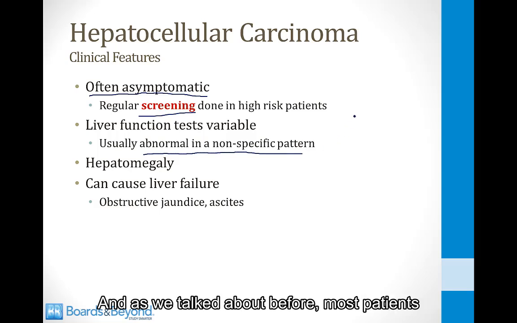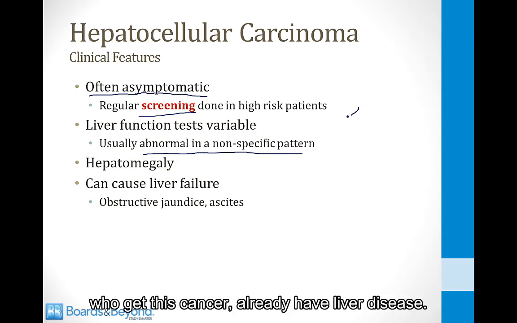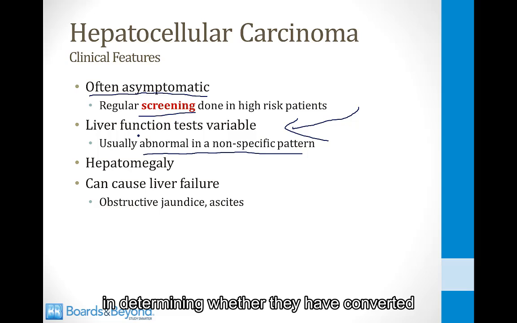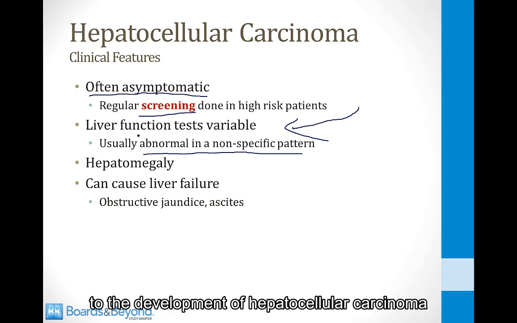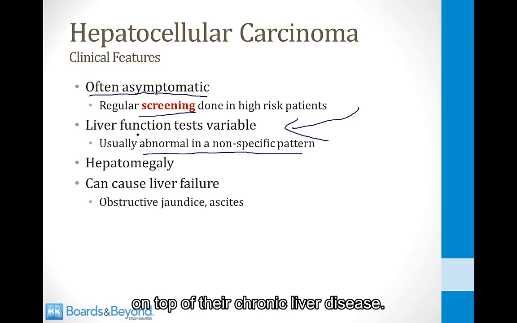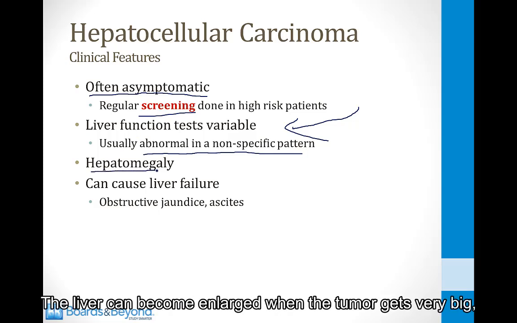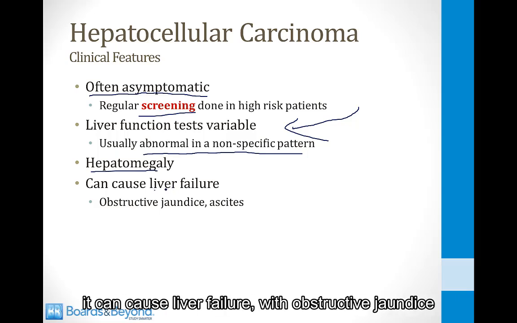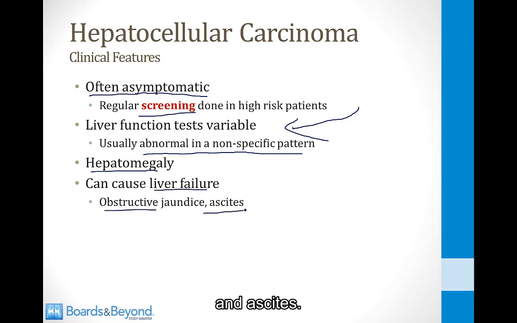And as we talked about before, most patients who get this cancer already have liver disease, so abnormalities of the liver function test won't help you in determining whether they have converted to the development of a hepatocellular carcinoma on top of their chronic liver disease. The liver can become enlarged when the tumor gets very big, and then eventually, if the tumor is large enough, it can cause liver failure with obstructive jaundice and ascites.